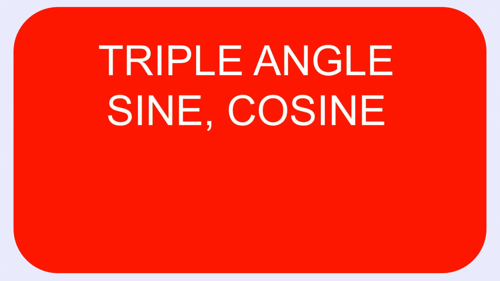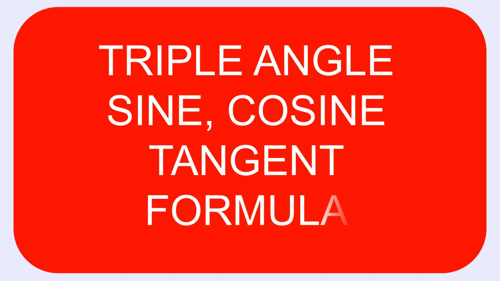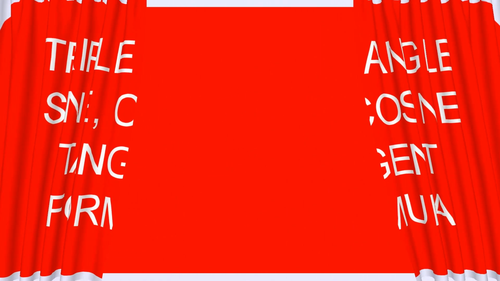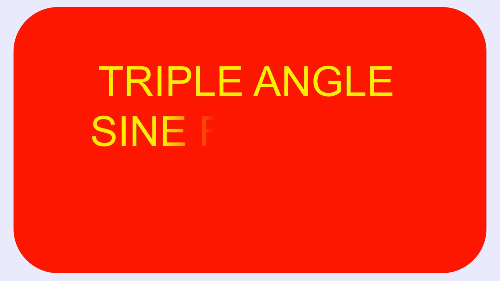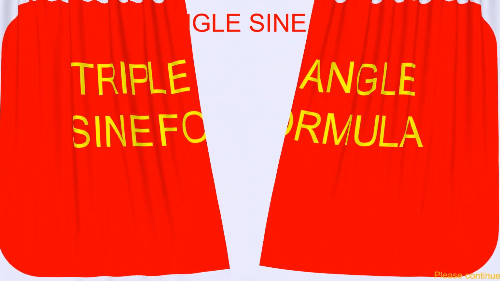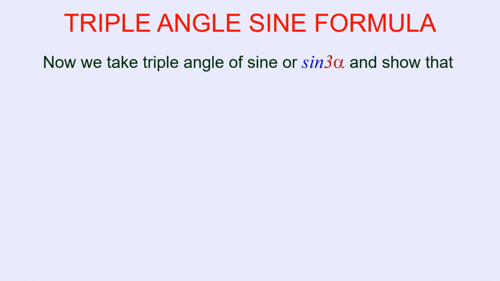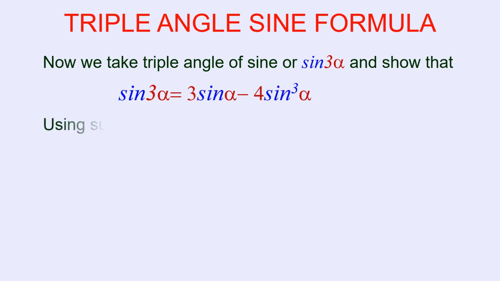Now we learn the triple angle sine, cosine, and tangent formulas. Triple angle sine formula. Now we take the triple angle of sine, or sine of 3 alpha, and show that sine 3 alpha equals 3 times sine alpha minus 4 times sine cubed alpha.